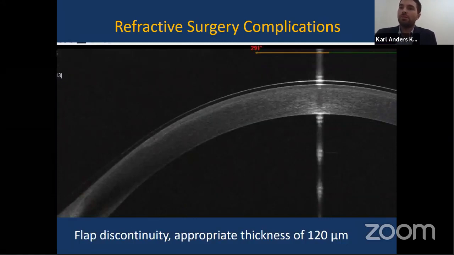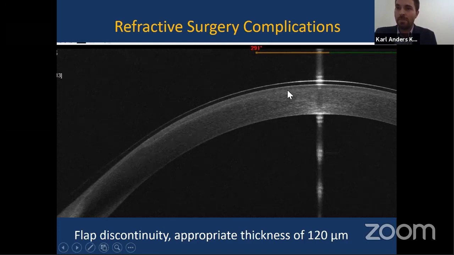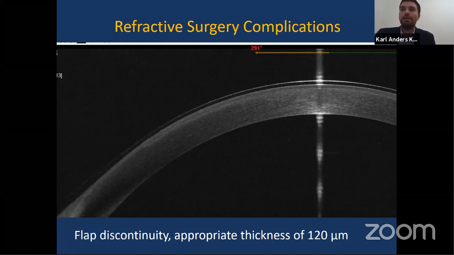OCT was fundamental for different reasons. First of all, we were able to actually see where the flap was discontinued, so we were able to document an apparent problem, and we were also able to measure very precisely the thickness of the flap, which was exactly where we intended it to be. So 120 was the planned flap thickness for the femtolaser, and this was precisely measured with OCT. Unfortunately, we were unable to print this, but I assure you that the thickness parameters coincide.